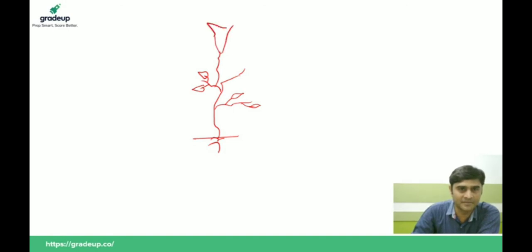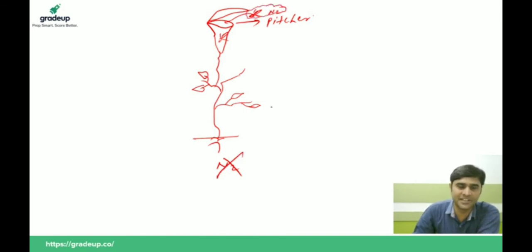Let me explain with the help of a diagram. Suppose this is a Nepenthes. These are the leaves of Nepenthes. But some leaves of Nepenthes or pitcher plant modify to form a pitcher-like structure. So this is a pitcher. So if soil does not contain nitrogen, these plants obtain nitrogen from insects.